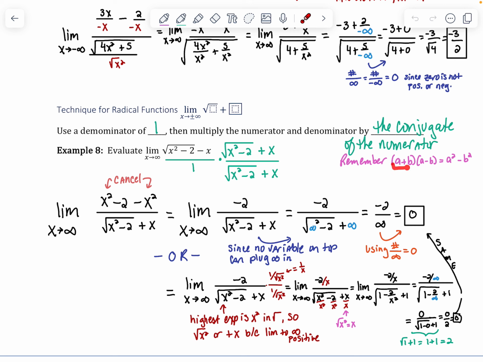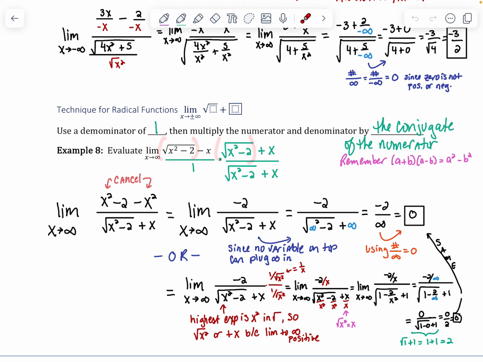Hopefully you remember a conjugate: if you have a binomial times the same binomial, but the sign in between the terms is opposite, then doing FOIL, distribution, whatever, you're always going to end up with the first term squared minus the second term squared. So what we've done is we've taken this radical, and instead of saying plus a value, it was plus negative x, but we don't write plus and negative, we just have minus x.